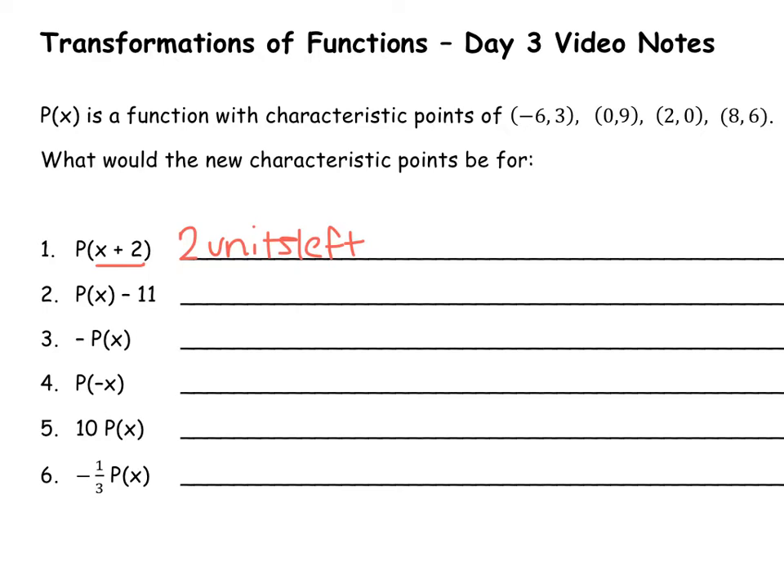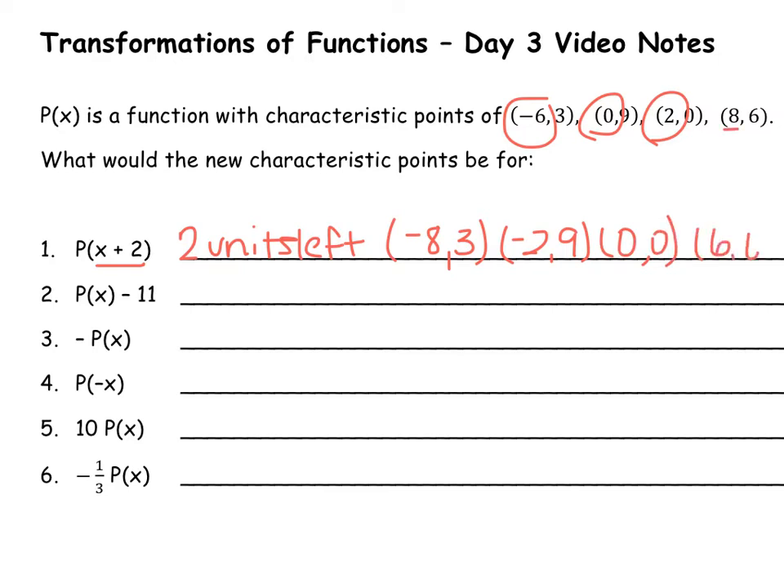That would give us, if we subtract 2 from negative 6, we get negative 8, the y coordinate stays the same. Subtract 2 from 0, we get negative 2, the y coordinate stays the same. Subtract 2 from 2, we get 0, and again, the y coordinate stays the same. And subtract 2 from 8, we get 6, and the y coordinate stays the same. So if we were to graph p of x and p of x plus 2, it would shift 2 units to the left.